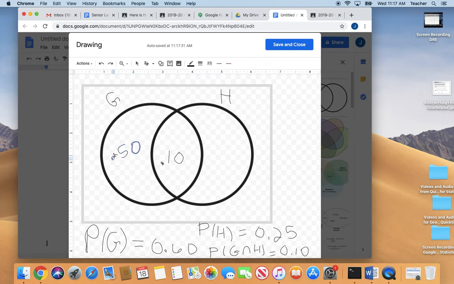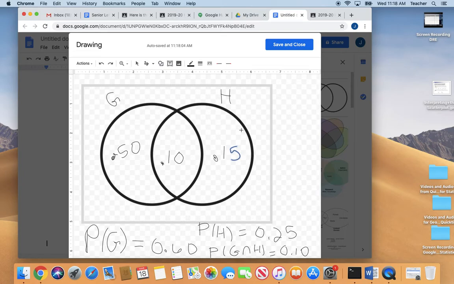So that should be a decimal point. Okay. 0.50. Because 0.50 and 0.10, that gives me everything in G, and that gives me a total of 0.60. Over here for H, the same thing. So this 0.10, that's part of H. So the probability of H equals 0.25, means that this right here would have to be 0.15, because 0.10 and 0.15 together give me 0.25, which is all of H.